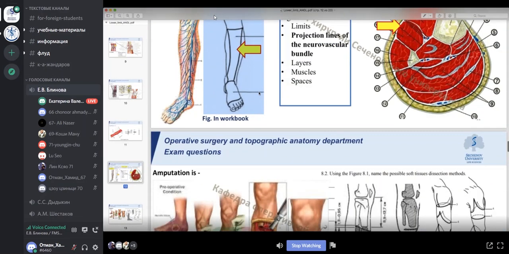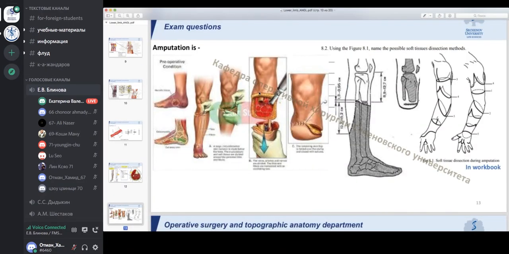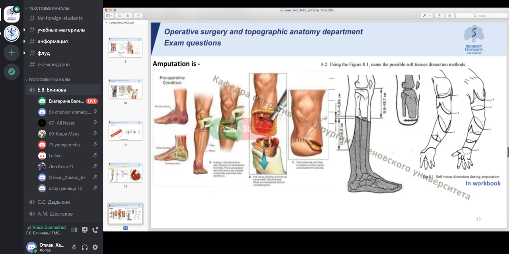Classification of amputation according to incision of the soft tissue. You can incise the soft tissue in a circle. It's a circular amputation. You can make an oval incision. It's an oval amputation. Or you can form flaps. As usual, the surgeon uses a two-flap amputation or a three-flap amputation. Amputation of the leg is a flap amputation.